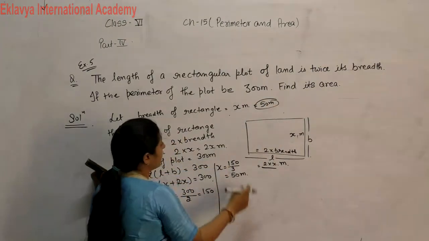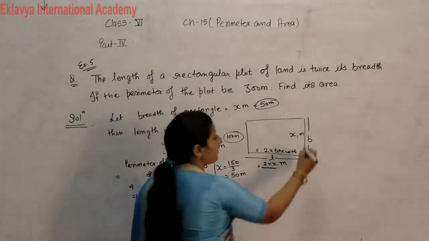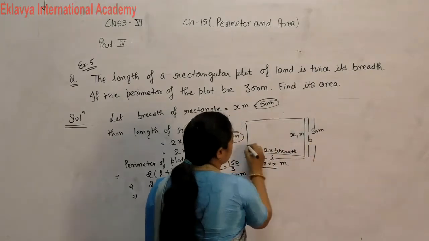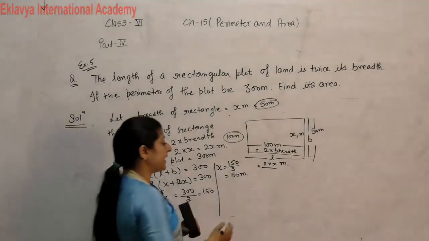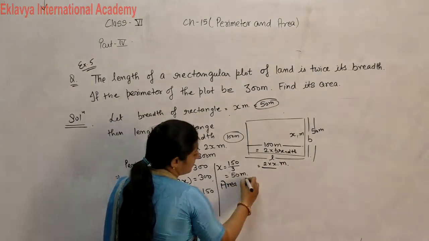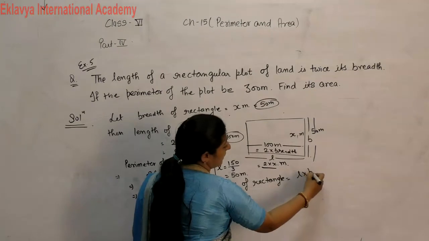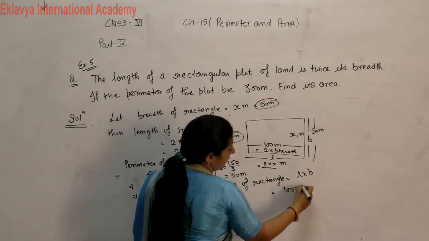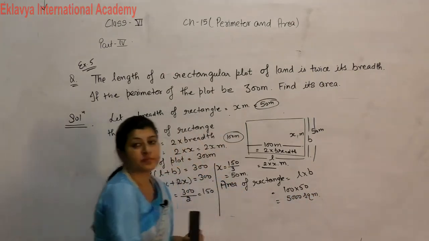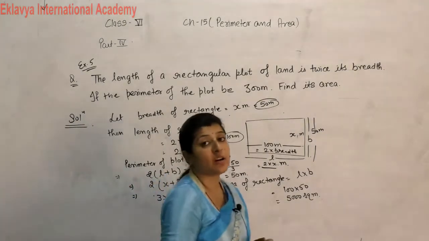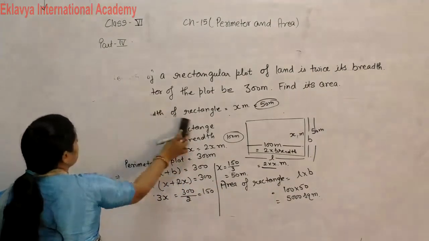You write down in the statement: this one is 50 meter and this one becomes 100 meter. Now find its area. Area of rectangle is equal to length multiplied by breadth, 100 into 50, that is 5000 square meter. This time we found the area of the rectangle here. Okay, now let's see the next example.